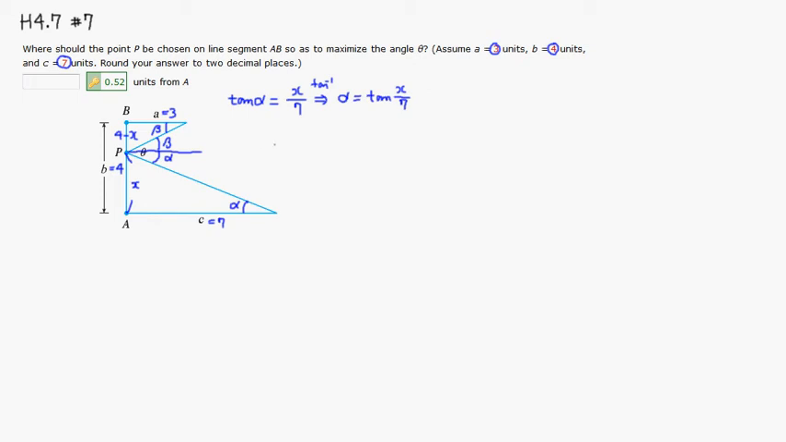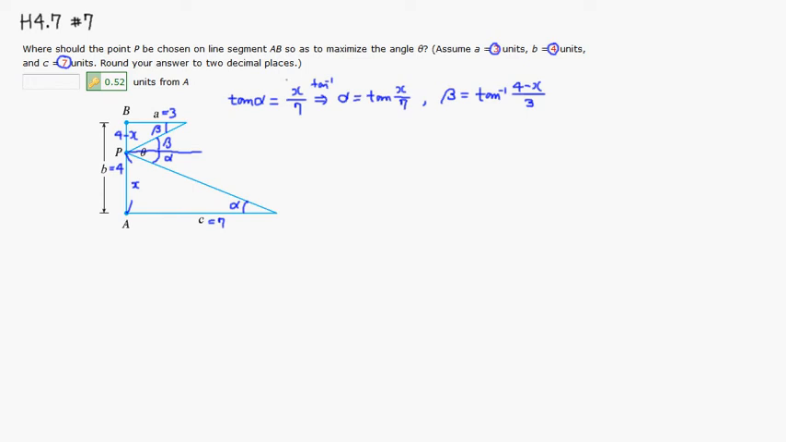Same way we can express beta. So beta is going to be, of course, arctangent, and opposite is going to be 4 minus x over adjacent. Adjacent is going to be 3. So we have that.